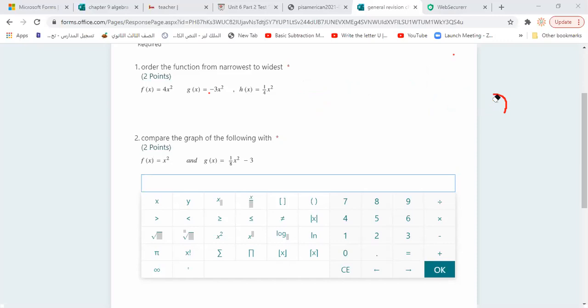Okay. So we will go back to the next question. For example, this question: order the functions from narrowest to widest. How can we arrange this bunch of functions from narrowest to widest? Who can answer? Farah? Yes, Miss. Okay. Could you please tell me how we can arrange from narrowest to widest?